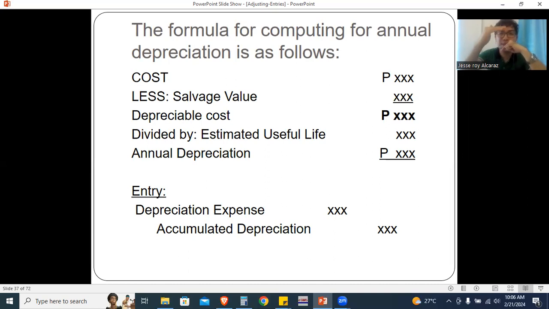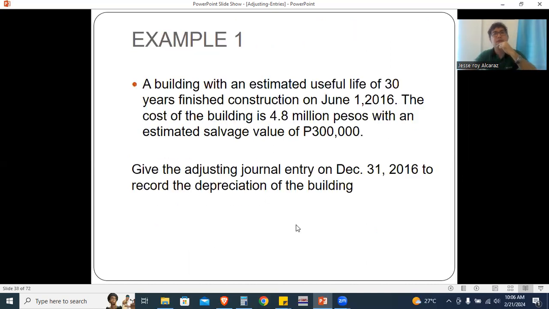So for example, 5 million ang asset less the accumulated depreciation, then we have computed its net realizable value or its book value. Okay, so ginadeduct na siya sa asset. Now, let's have an example.